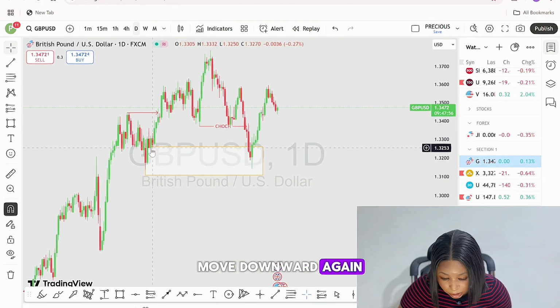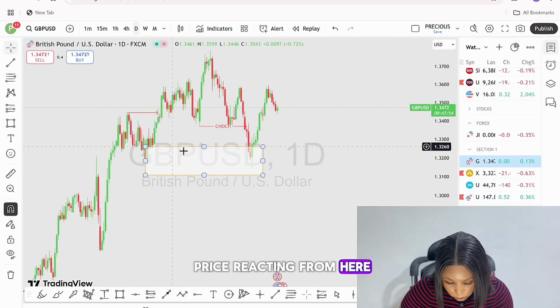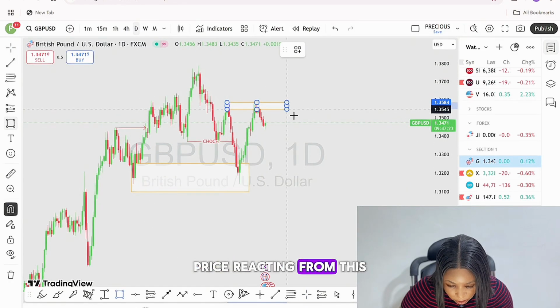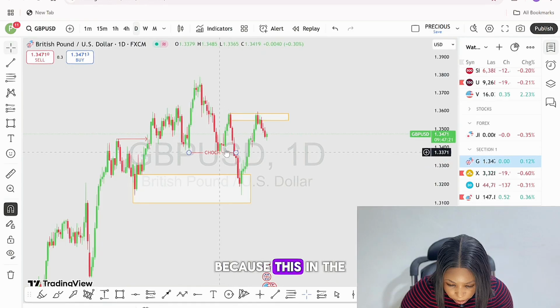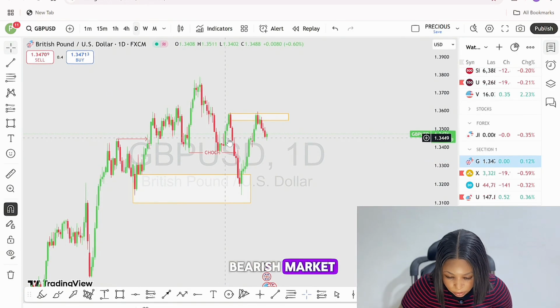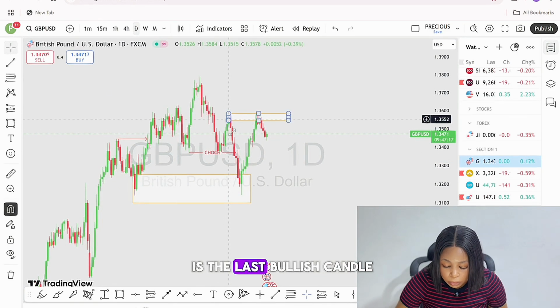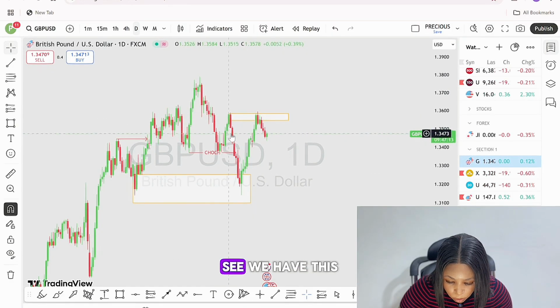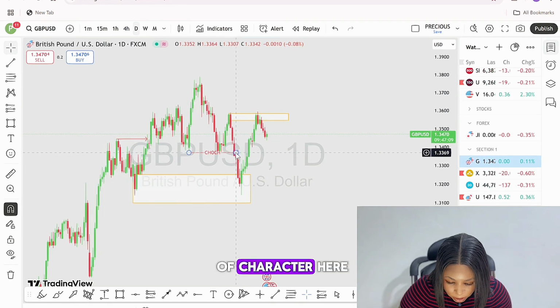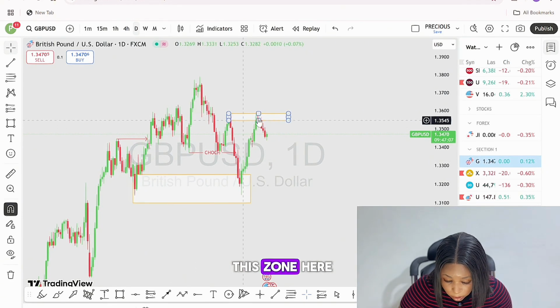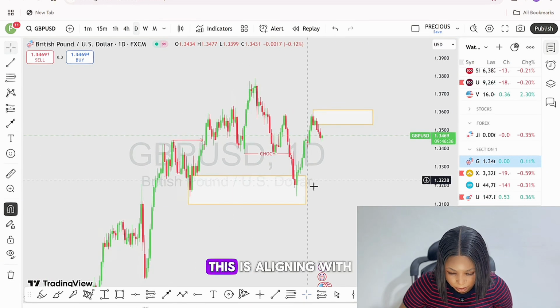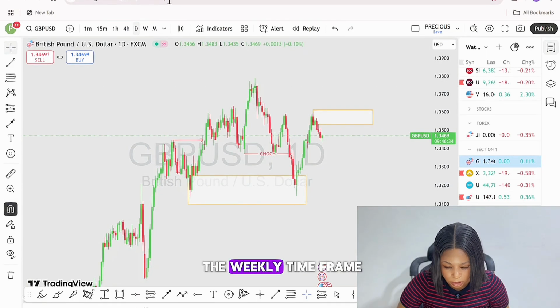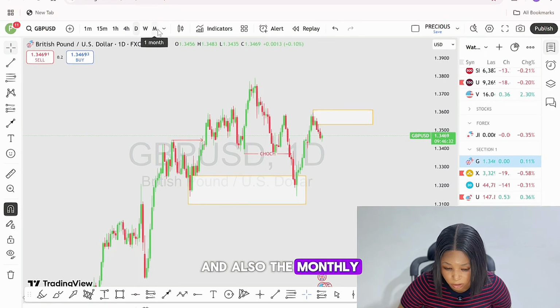Move downward again, and you could see price reacting from here. Price reacting from this one here, because in a bearish market now, our order block is the last bullish candle before a strong move downward. See, we have this strong move downward here. We have a change of character here. So price reacted from this zone here. This is our resistance. This is aligning with the weekly time frame and also the monthly time frame.